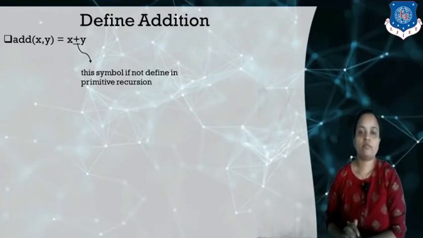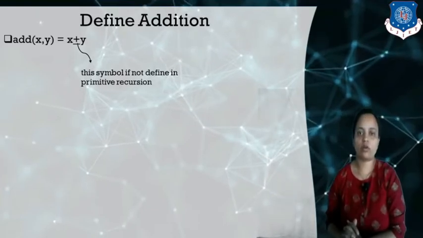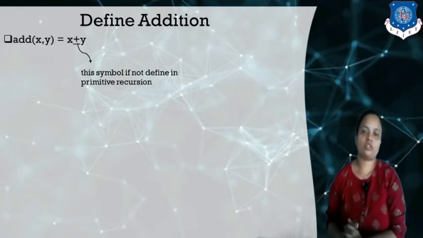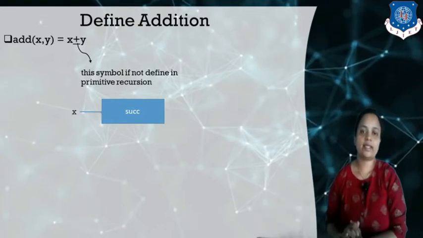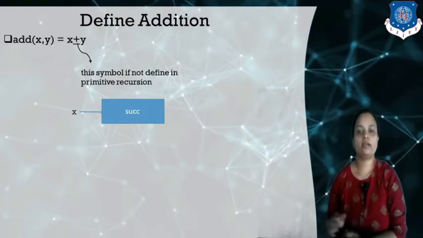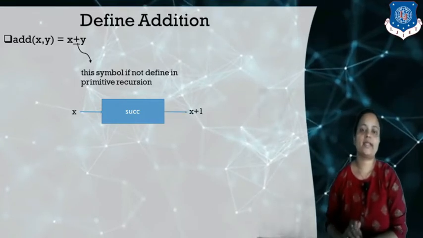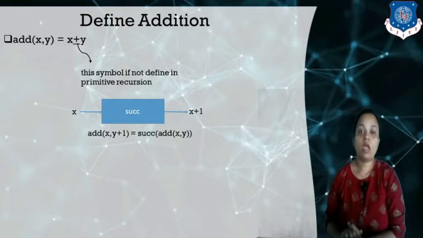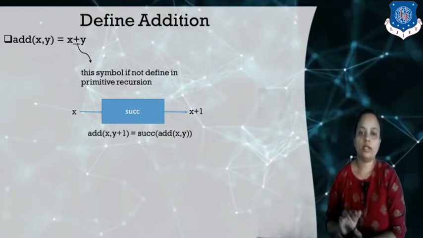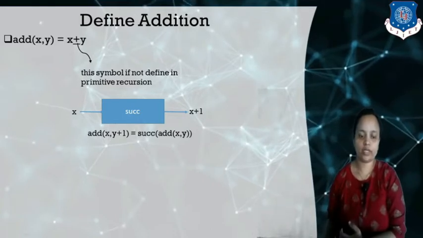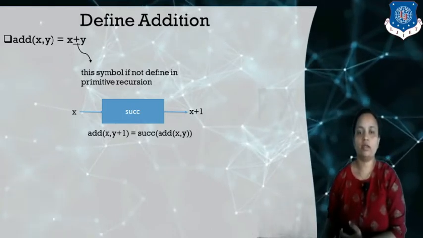In a previous video we discussed three basic functions: the constant zero function, the successor function and the projection function. The successor function takes x as an input and returns x plus 1 as output. Can we use this successor function to define the addition function? We could say: add of x comma y plus 1 equals successor of add of x comma y. To understand this, let us take an example to get a clear idea.